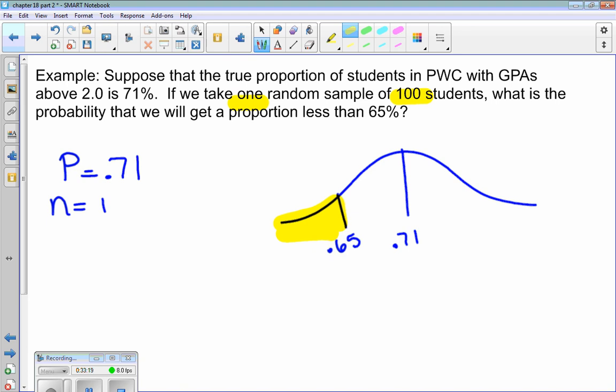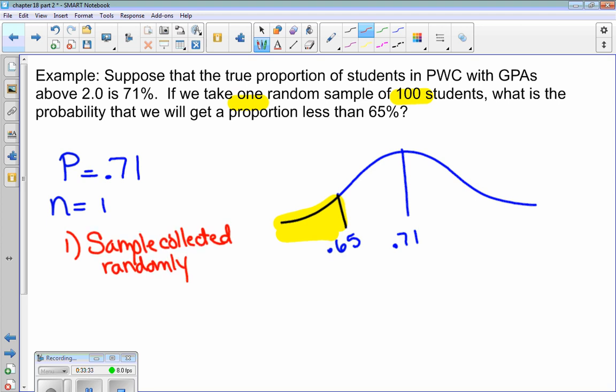So is it random, first of all? Let's go through our conditions. Is a sample collected randomly? Yes. It even says it in the problem. How about 10%? Well, we've got to figure out what n is, right? Either one, would you agree? 100 is less than 10%? And 1 is definitely. So we're going to say 100 is less than 10% of all the students in Prince William County, because that's our sample size in this particular sample, right?